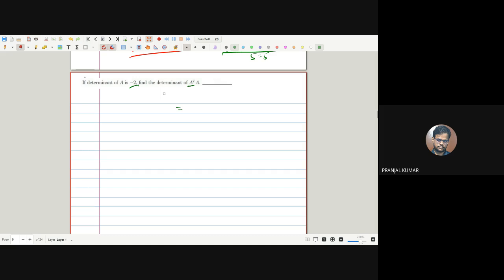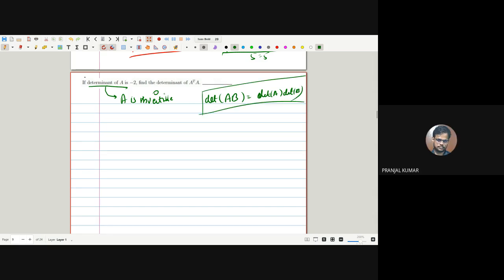In a sense it is correct, but every statement has some information which it is giving. So if I'm telling you that the determinant of A is minus 2, this tells you that A is invertible. Okay, A is invertible. Now, is this property, determinant of AB equals determinant of A into determinant of B, always true? No, it is not always true.